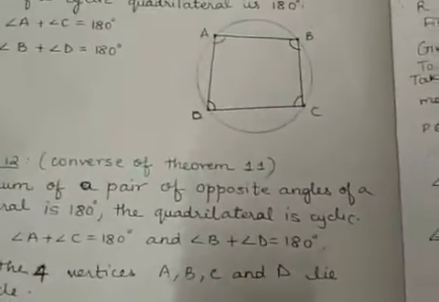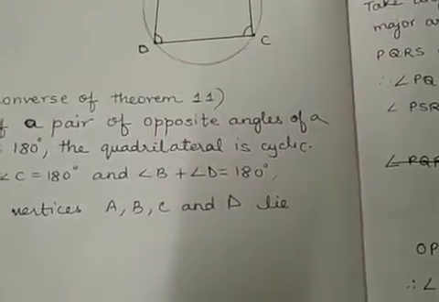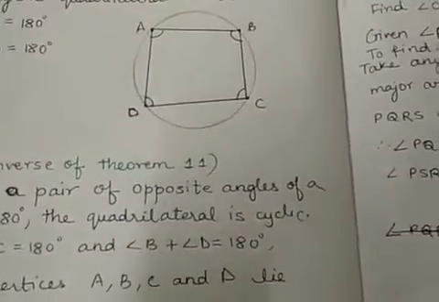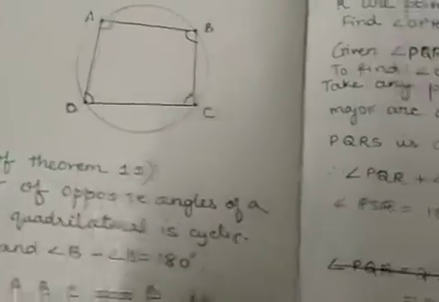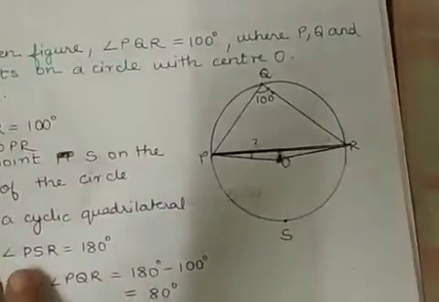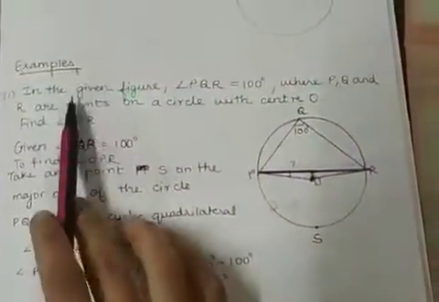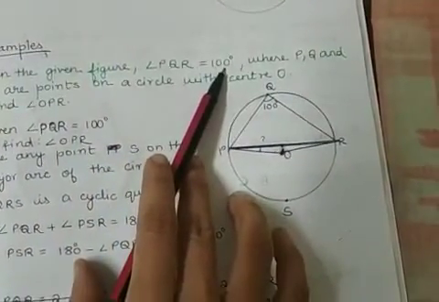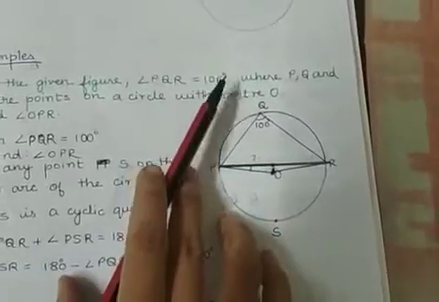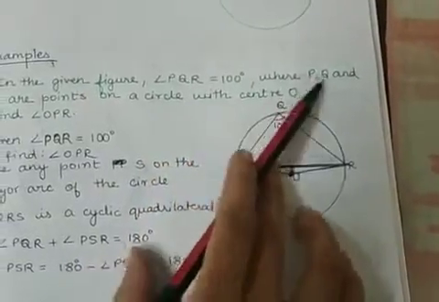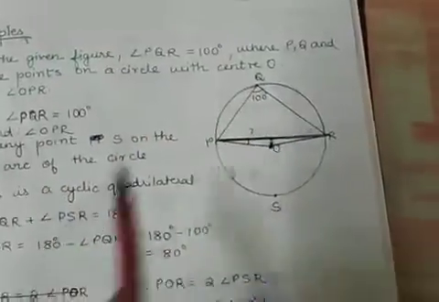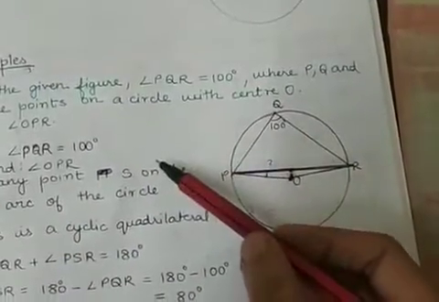Now based on the theorems that we have studied, the theorem on arcs and the cyclic quadrilateral, let us solve some examples. Consider this example. In the given figure, angle PQR is 100 degrees, where P, Q and R are points on a circle with center O. You have to find angle OPR.